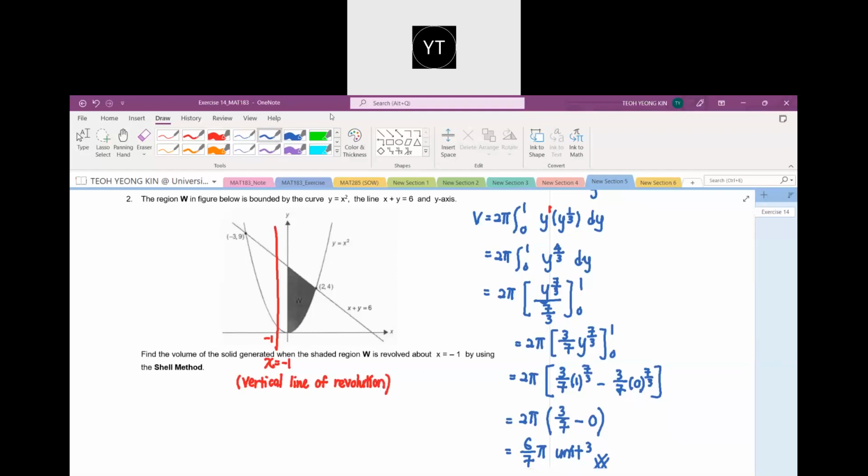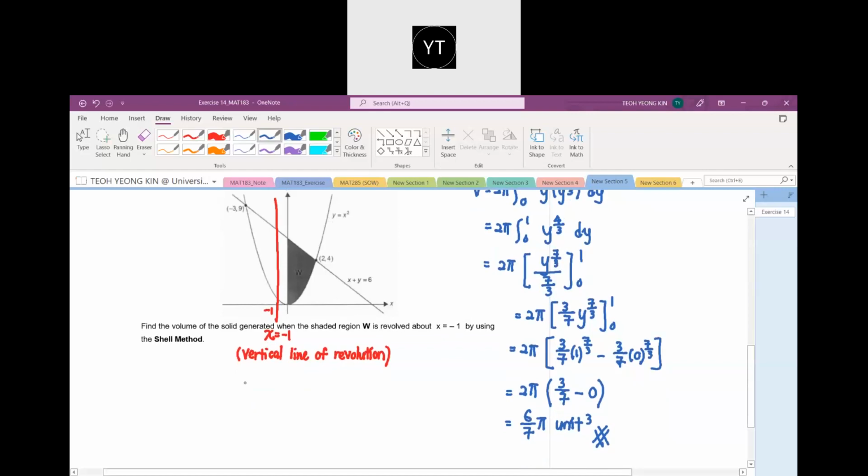So if you still remember, if this is a vertical line, then we are going to use values of x, and then the function in terms of x. So this is a vertical line for the shell method. If the line of revolution is a vertical line, then we are going to use the value of x and then the function in terms of x.